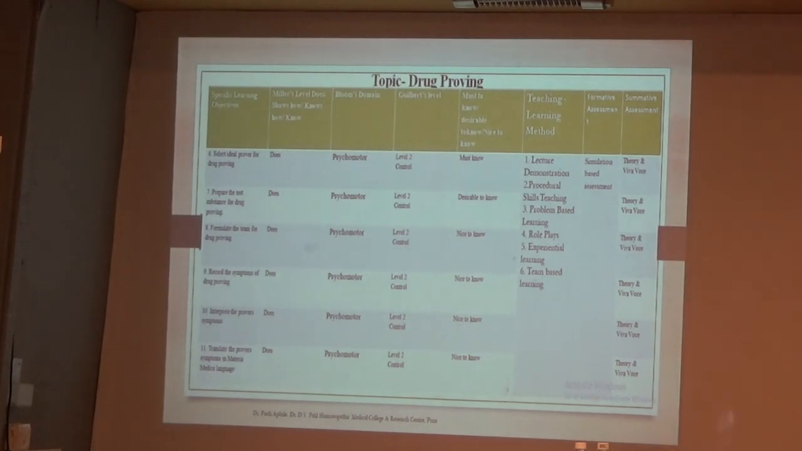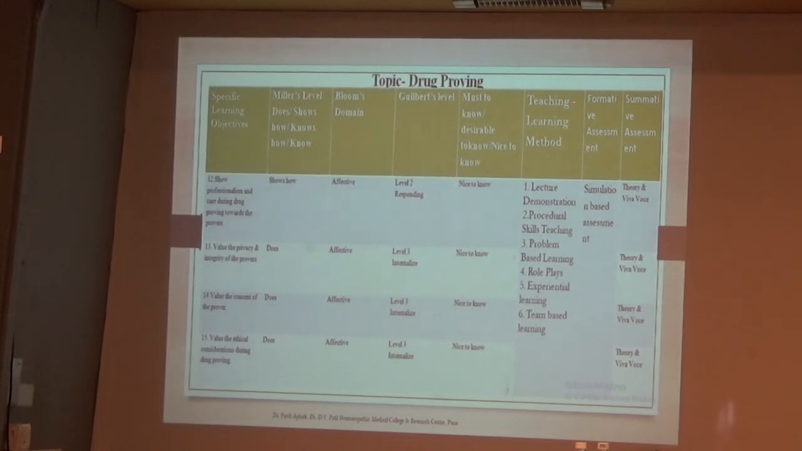So these are the different SLOs, how they can be formulated, the different levels, whether they are coming under must know, desirable to know and nice to know. SLOs need at least some of desirable to know and nice to know as well. Not all SLOs should be must know. You cannot say that everything must be known. There should be some that are desirable to know or nice to know.